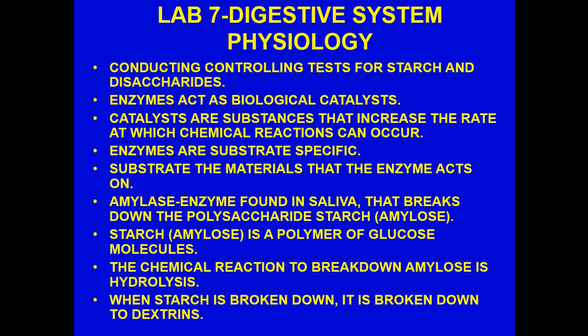Starch, amylose, is a polymer of glucose molecules, basically long chains of glucose molecules held together by covalent bonds. Now, the chemical reaction to break down amylose is called hydrolysis. When starch is broken down, it is broken down to dextrins. These are basically smaller groupings of the glucose. Some of them are 2, others may be up to 3 or 5 glucoses long.